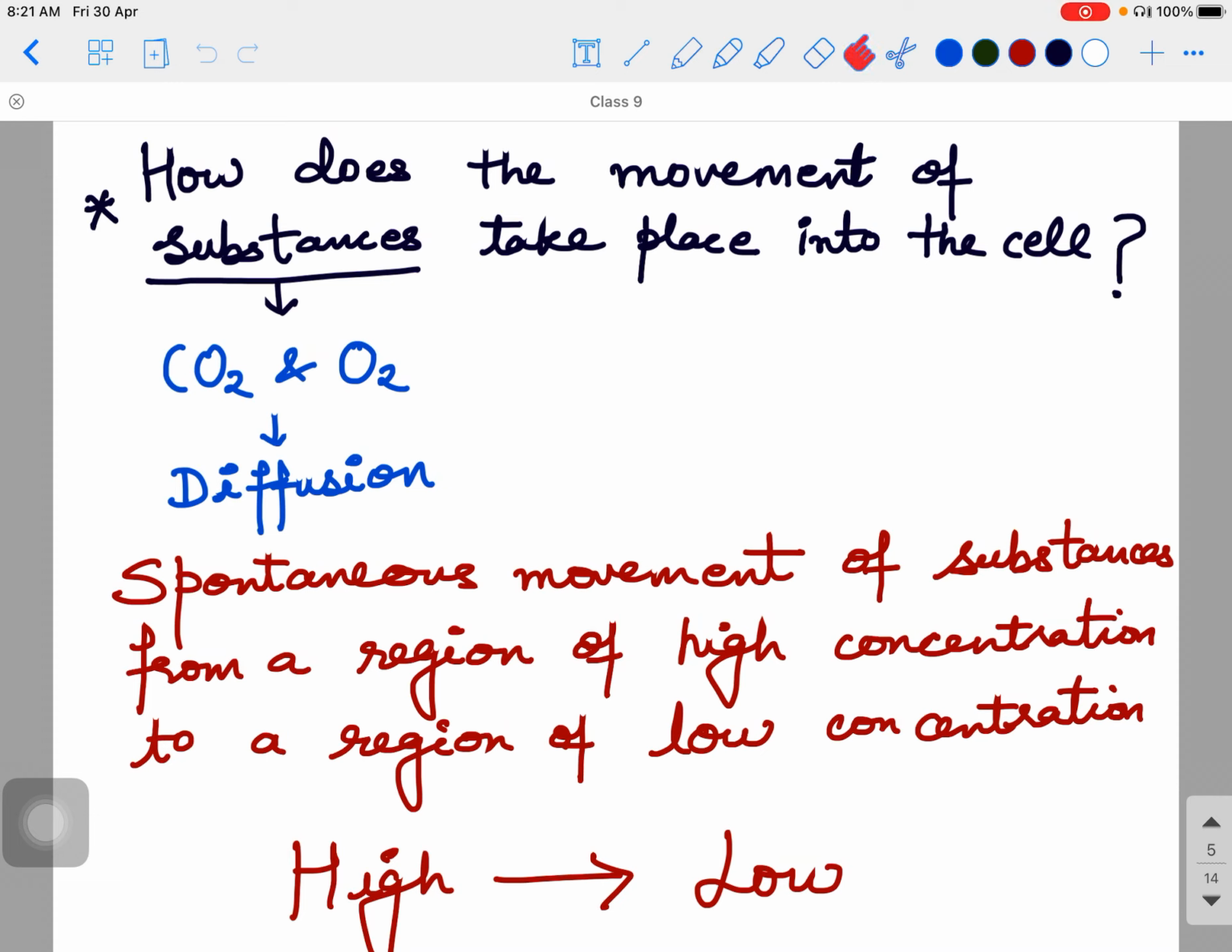The process by which these substances like carbon dioxide and oxygen move inside the cell or outside the cell is called diffusion. This is the definition of diffusion: spontaneous movement of substances from a region of high concentration to a region of lower concentration. So movement of substances from their higher concentration to their lower concentration is called diffusion. And these two gases follow this rule. They move from their higher concentration to where their concentration is low. Both carbon dioxide and oxygen will follow this rule. So they show diffusion.